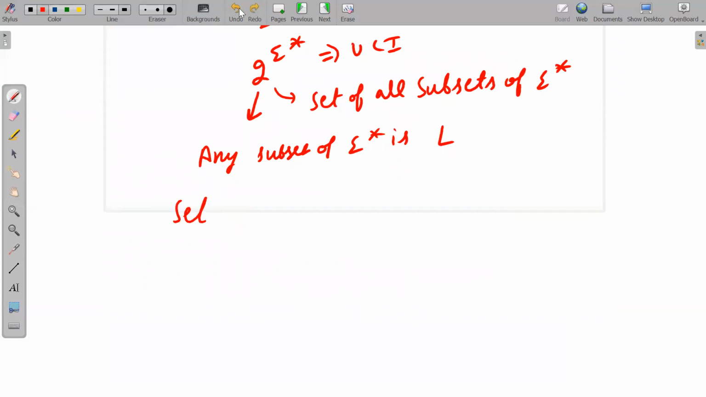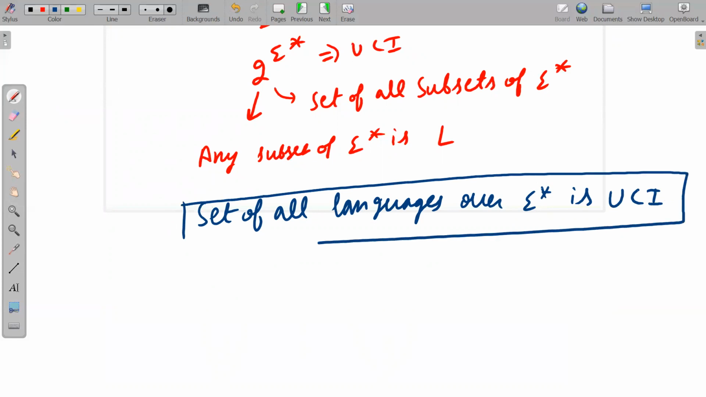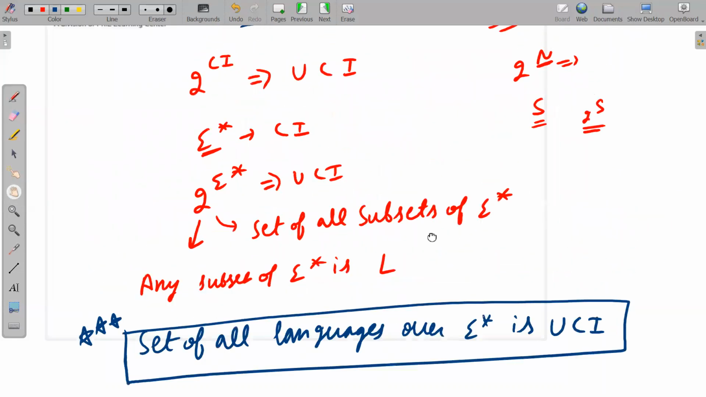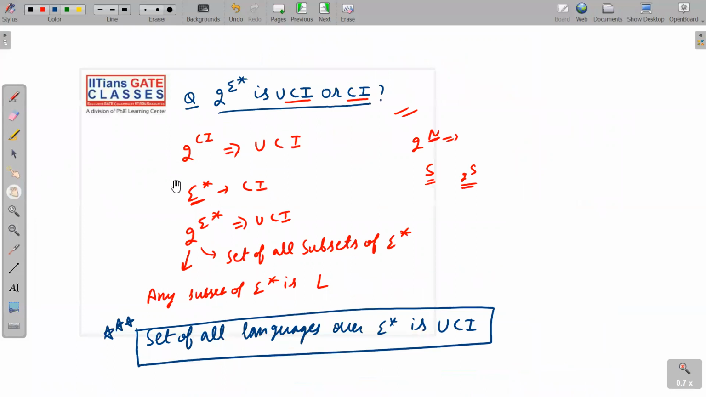Let me write it in a different color so that you can note it down carefully. Set of all languages over sigma star. Set of all languages over sigma star is uncountably infinite. This is a very, very important point. Please note it down carefully. So directly, indirectly, I have proven this fact.